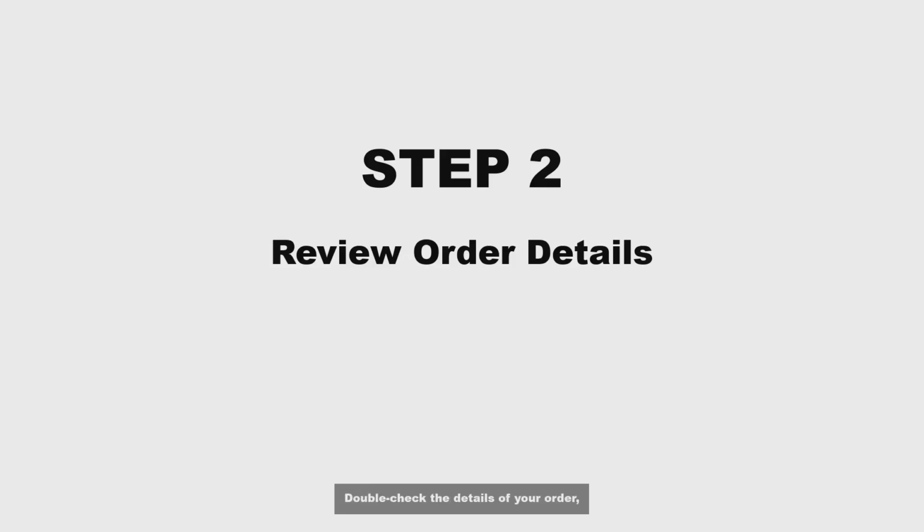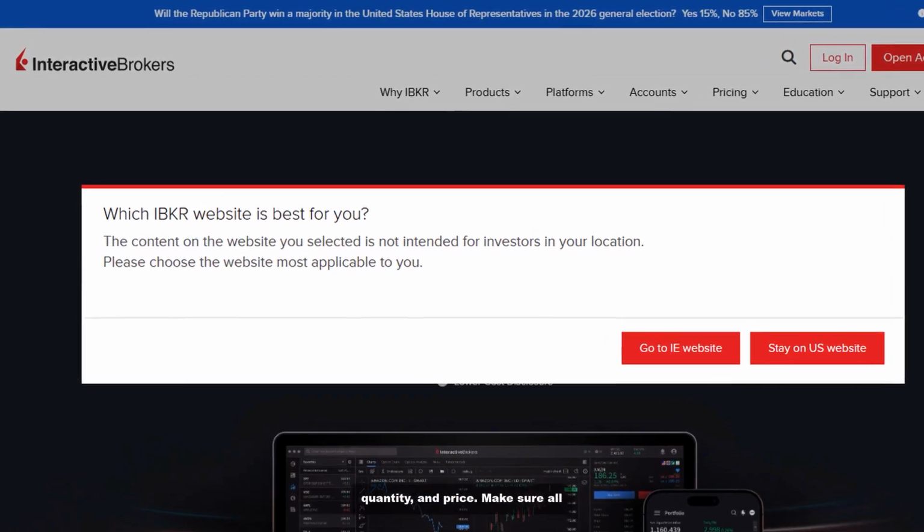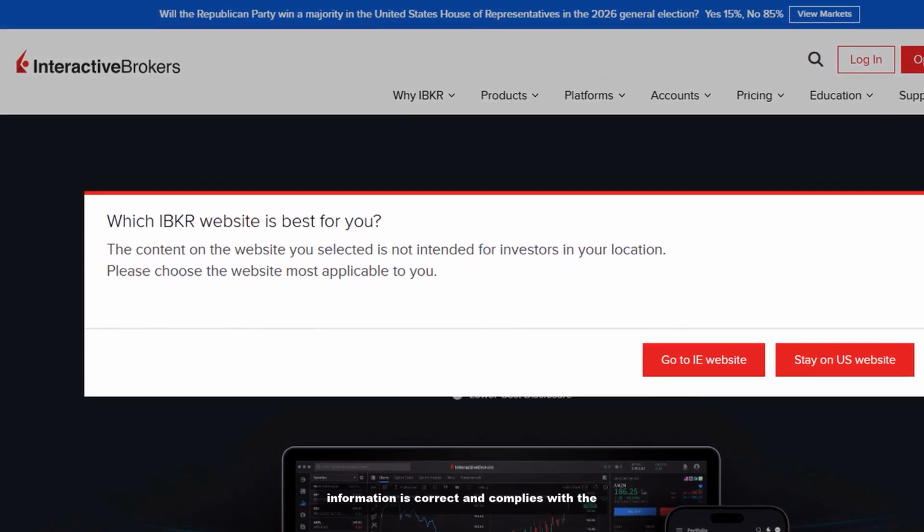Step 2. Review order details. Double-check the details of your order, including the ticker symbol, order type, quantity, and price. Make sure all information is correct and complies with the trading rules.